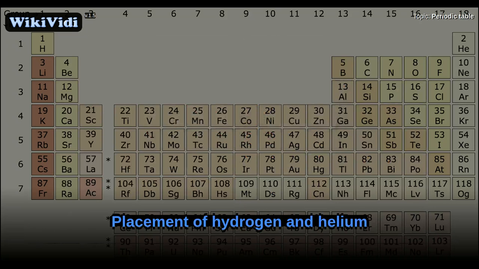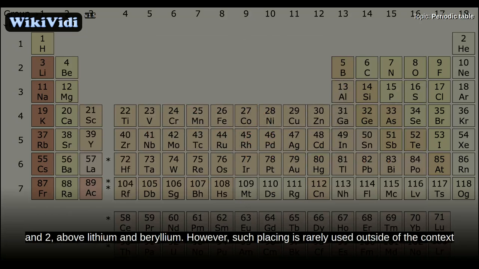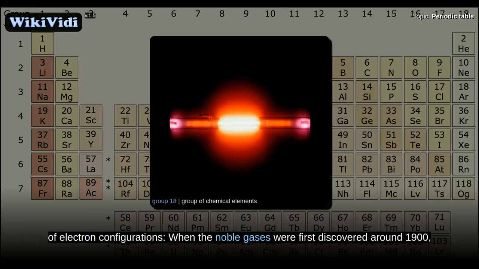Placement of hydrogen and helium. Simply following electron configurations, hydrogen and helium should be placed in groups 1 and 2, above lithium and beryllium. However, such placing is rarely used outside of the context of electron configurations.